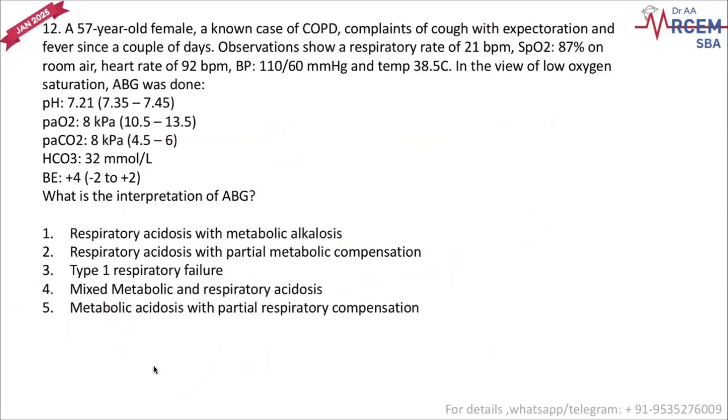A 57-year-old female, a known case of COPD, complains of a cough with expectoration and fever for the last couple of days. Observation shows a respiratory rate of 21 and saturation on the lower side. These are the vital parameters, and she is febrile. An ABG is done. What is the interpretation of the ABG? The pH is on the lower side. Low pH means it is an acidosis. I'm aware of this one.